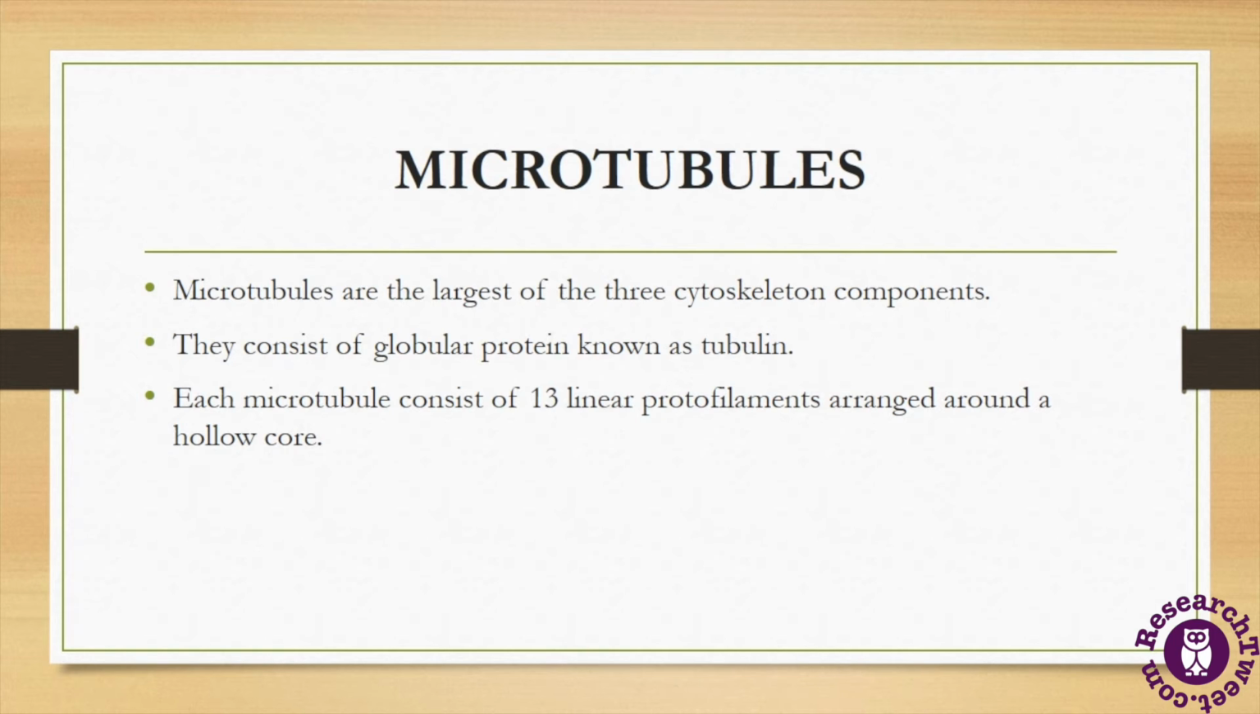The microtubules, as the name indicates, are tubular structures, and they are considered the largest component of the cytoskeleton, with a diameter of about 23 nanometers. They are hollow tubes made up of alpha and beta tubulin. That's why they are also called tubulin components. Each microtubule consists of 13 linear protofilaments arranged around a hollow core, and that's why they resemble hollow tube-like structures.